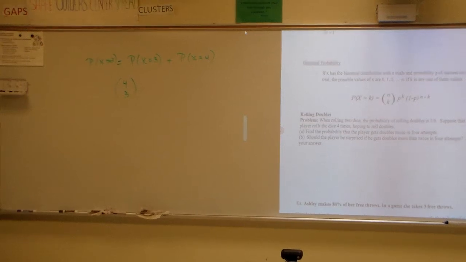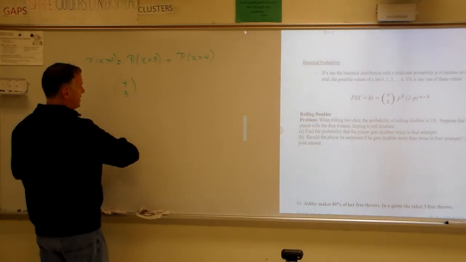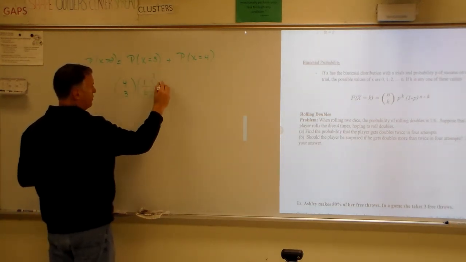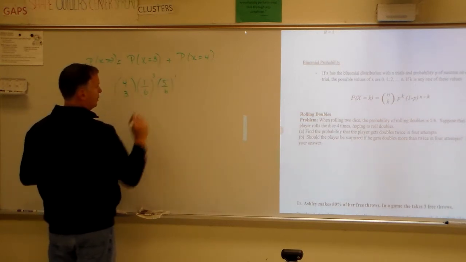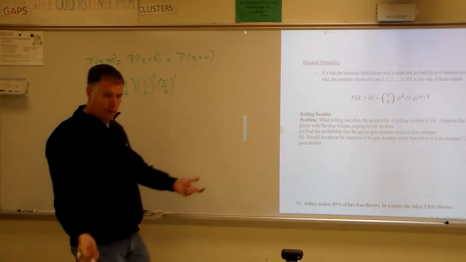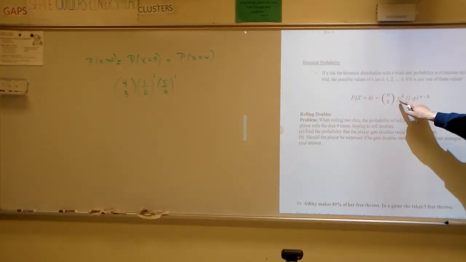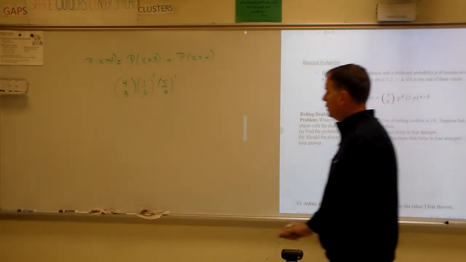Okay, so I'm hoping you guys took that opportunity to set this one up. So the probability of success is 1 out of 6, so it's going to be 1 out of 6 cubed, and 5 out of 6 to the first power. Okay, following my formula: probability of success, probability of failure.